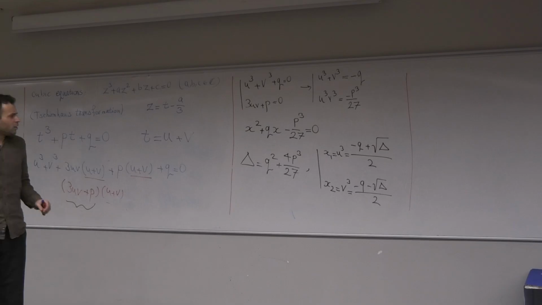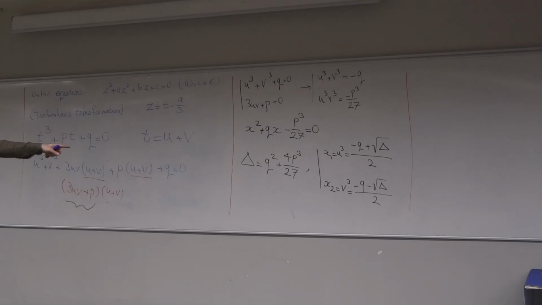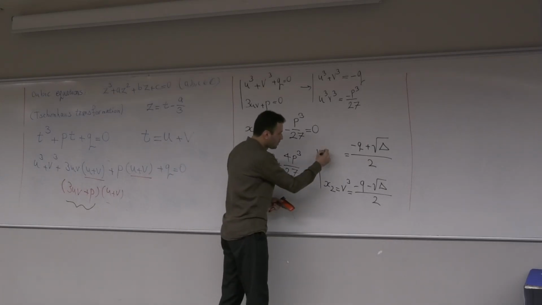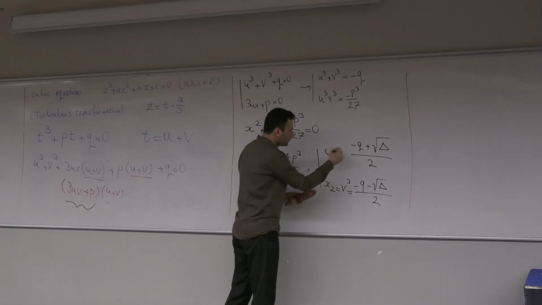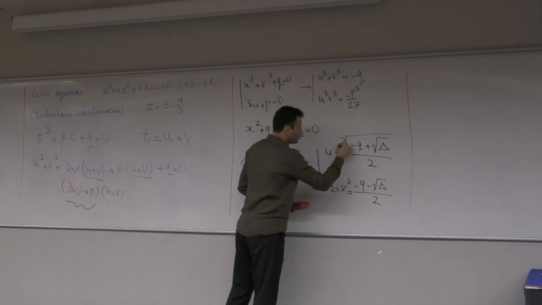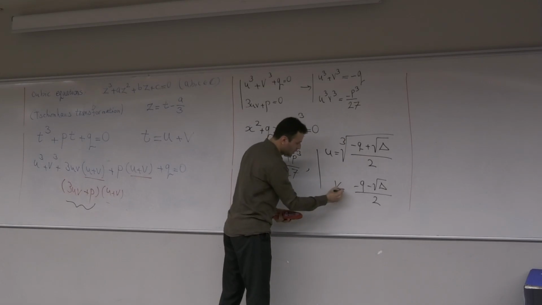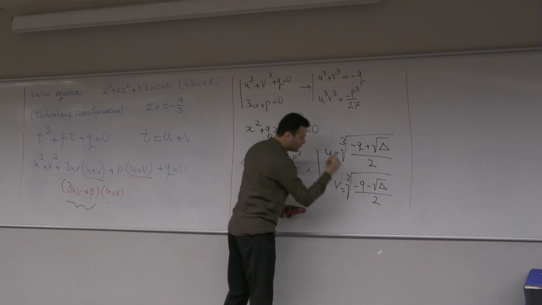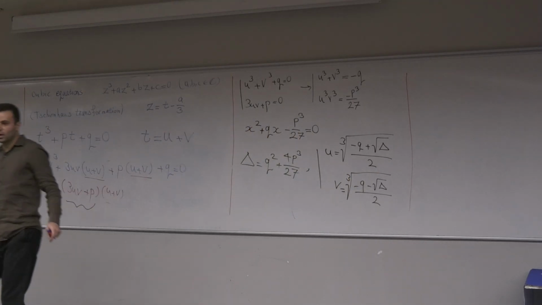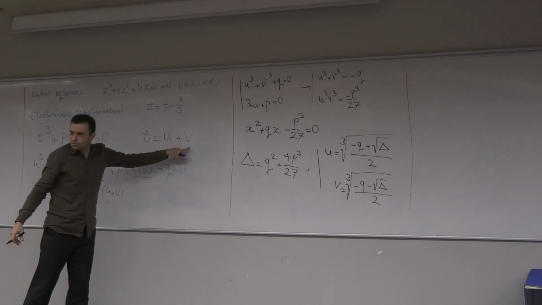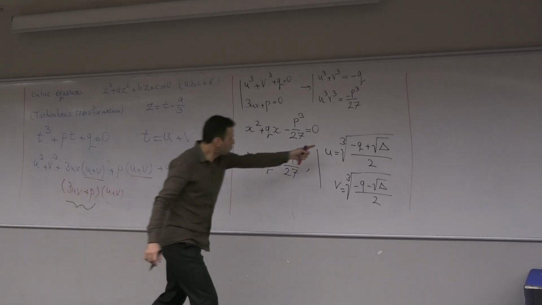Okay? Now, from here, what is our u? What is our v? Our u is going to be the third root of this. Our v is going to be the third root of this. What was our t if we have u and v? This one and this one.